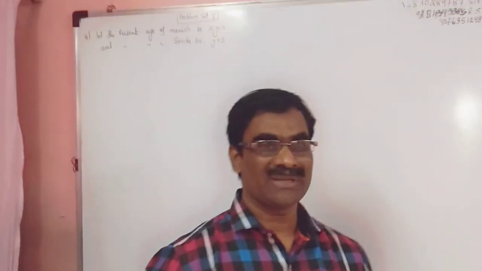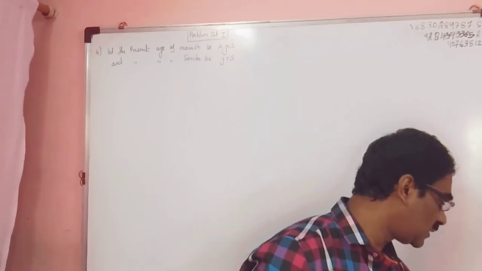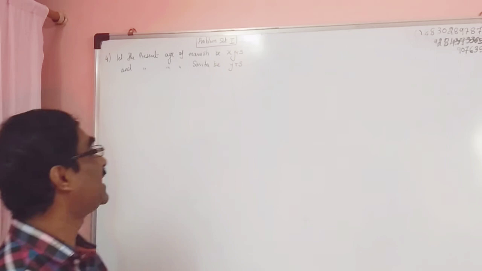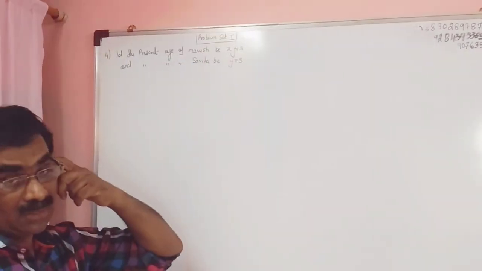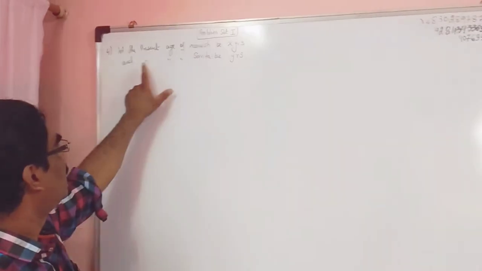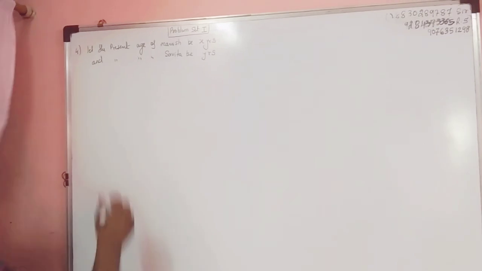This is the fourth sum we are doing about ages. The sum of the present ages of Manish and Sangeeta is 31. So we want to find the present age of Manish and Sangeeta. Now, let the present age of Manish be X years. Let the present age of Sangeeta be Y years.